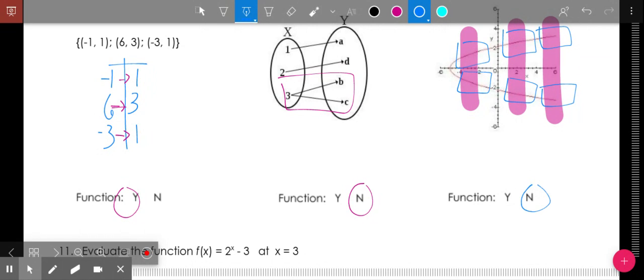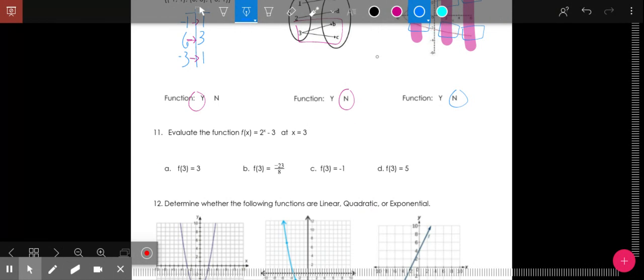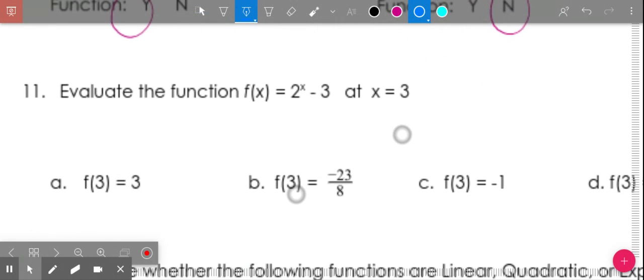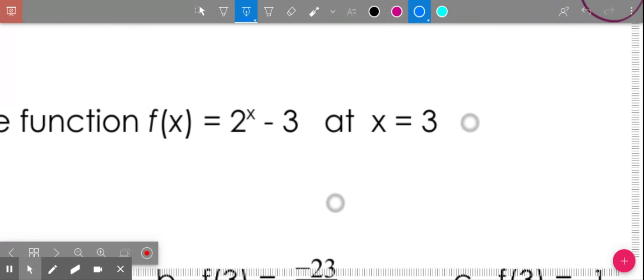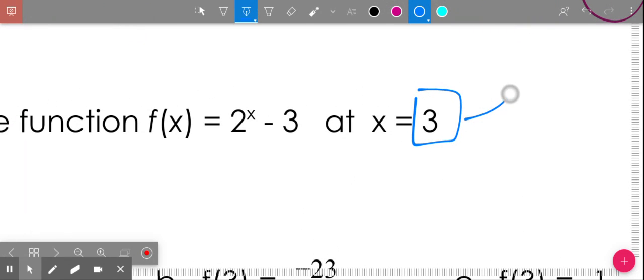All right, moving on to number 11. Remember, if you have any questions, you need to be emailing your teacher so that we can get those answered for you. Number 11 says evaluate the function f of x equals 2 to the x minus 3 at x is equal to 3. So that means we're going to take this 3 and plug it in for the x.